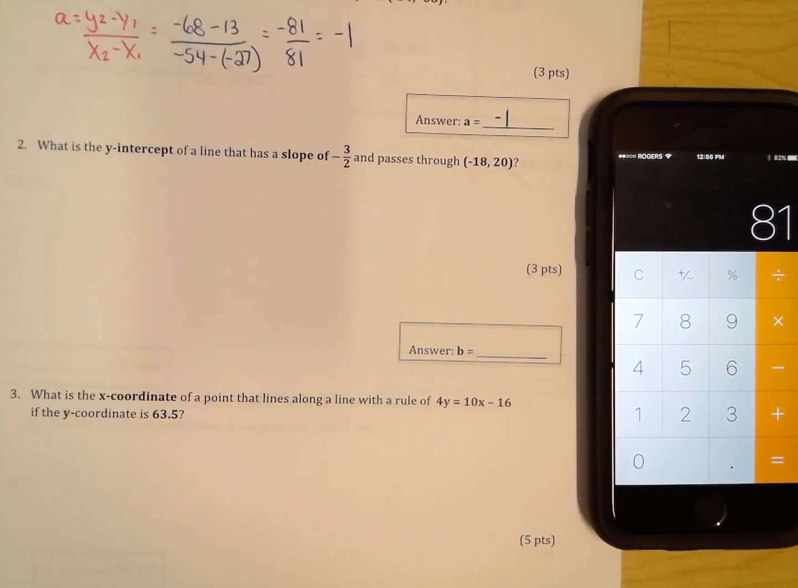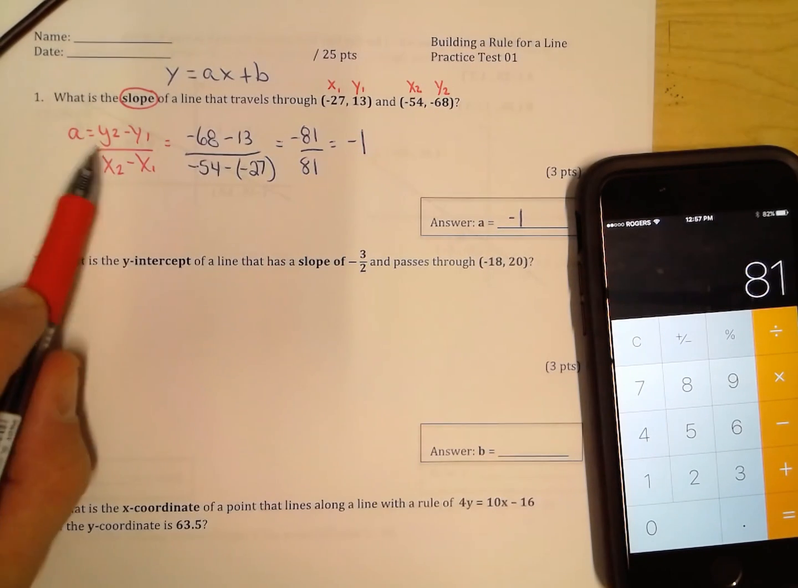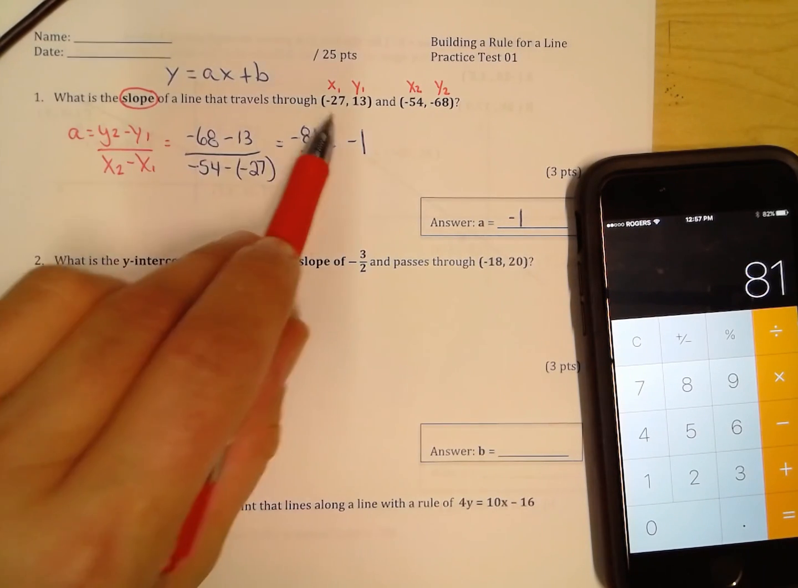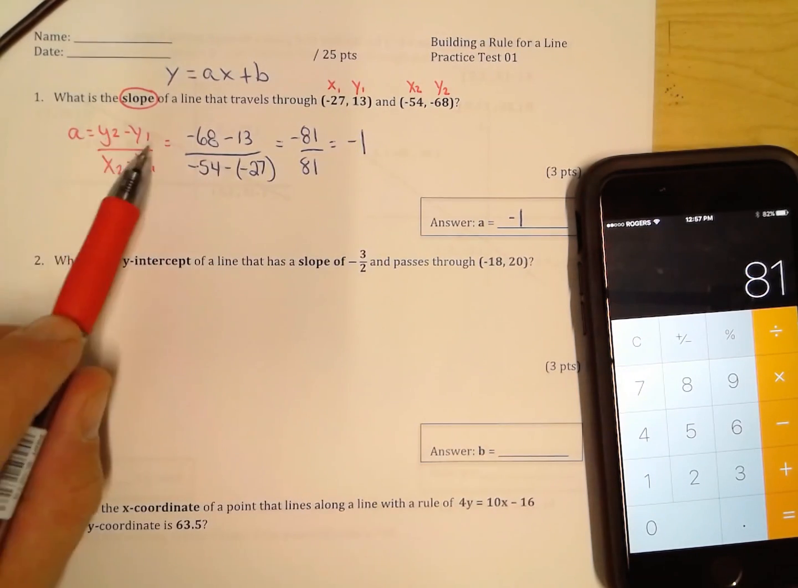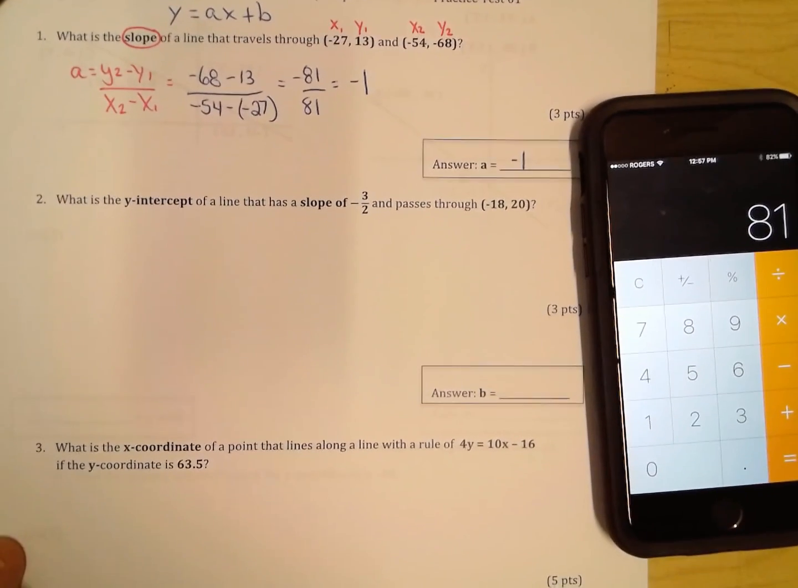Right, so building a rule for a line, practice test 01, and we're moving on to question 2, where we are asked what is the y-intercept of a line that has a slope of -3/2 and passes through the point -18, 20. So this is an extension of what we did in number 1. If you recall, in number 1 we found the slope of a line that passed through 2 points, and I told you at that point that it would be quite easy to go ahead and find the b. Well, that is in fact what we're being asked to do in this instance.